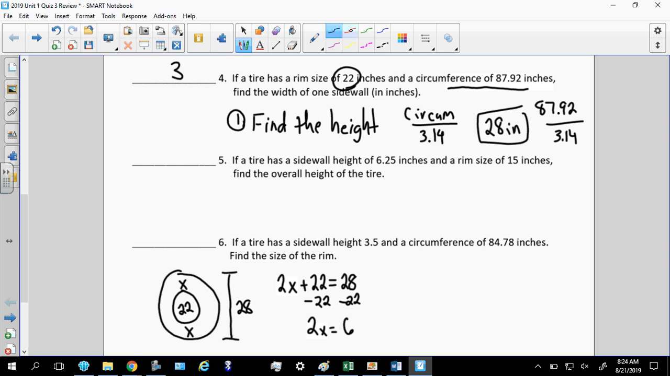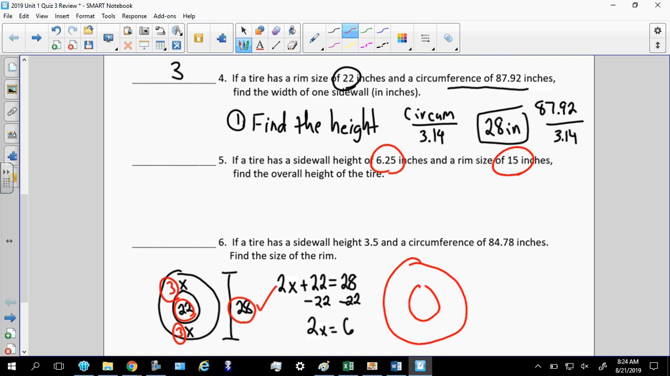All right. Now remember to always check your work. So if this was 3, so 3 plus 22 plus 3, does that give me 28? Check. Yes, it does. Life is good. Move on. All right, look at question number 5. If the tire had a sidewall height of 6.25 inches and a rim height of 15, find the overall height of the tire. Now, what might confuse you on this, it has nothing about the circumference, but it already gave you what the sidewall is, and it already gave you what the rim is. All right, so again, draw a picture.